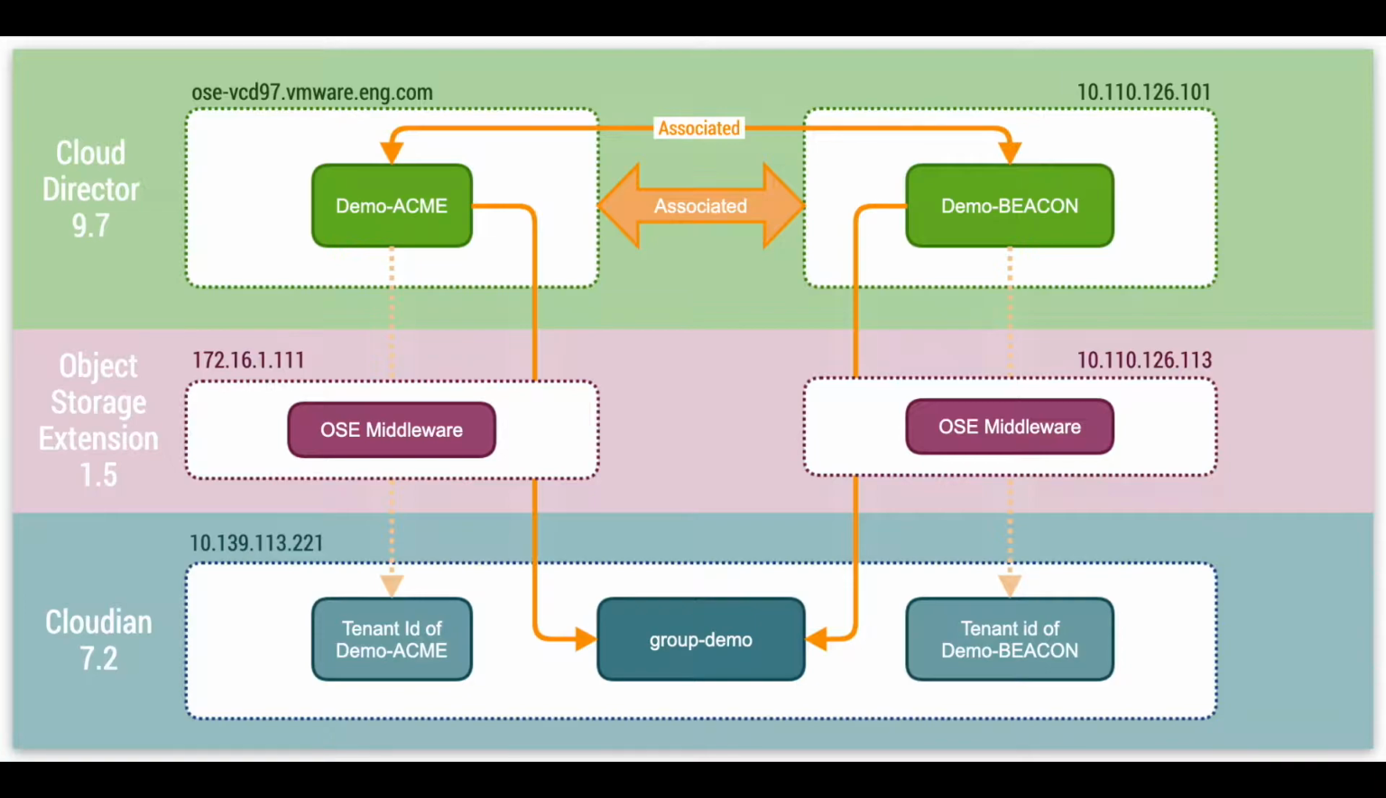This is today's demo environment scope. The demo would use Cloud Director 9.7, Object Storage Extension 1.5, and Cloudian 7.2 as the environment. The two sides of VCD and the two tenants inside them are set as associated already. Originally, they would point to their default mapping in Cloudian based on their VCD tenant ID. Later in the demo, I will create a new storage group inside Cloudian and point both tenants to it to enable the shared storage feature. Let's see what will happen.